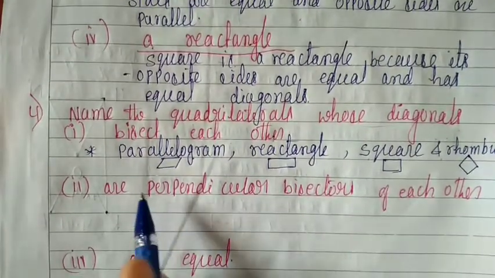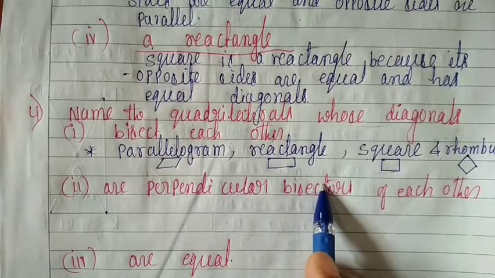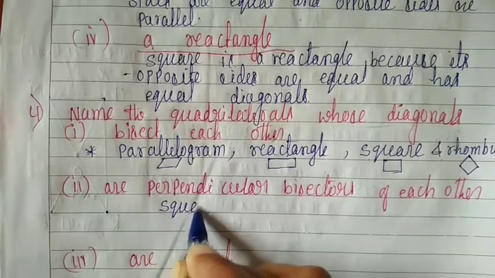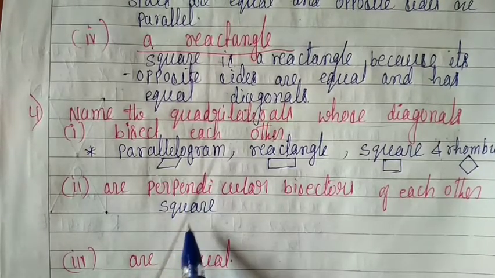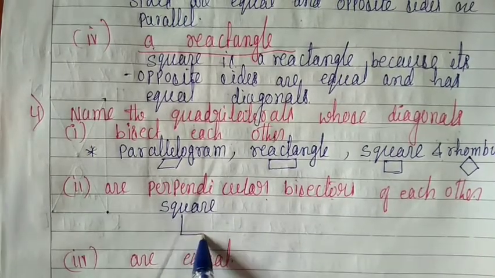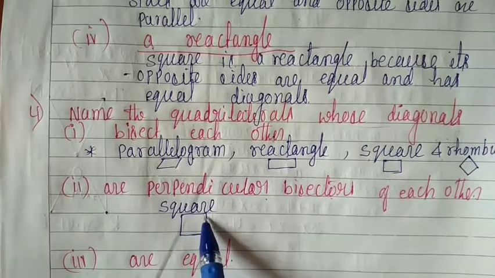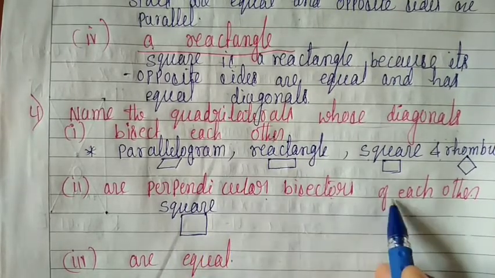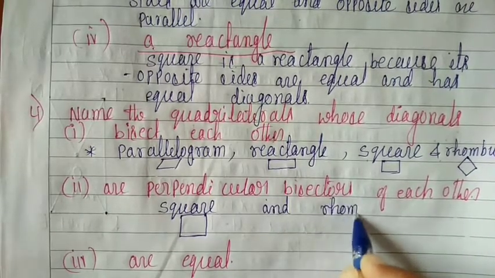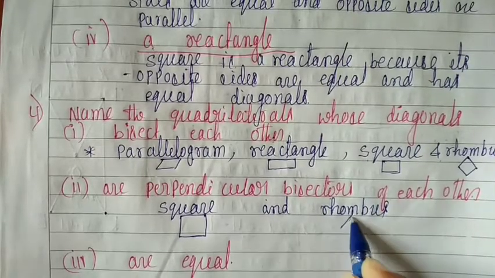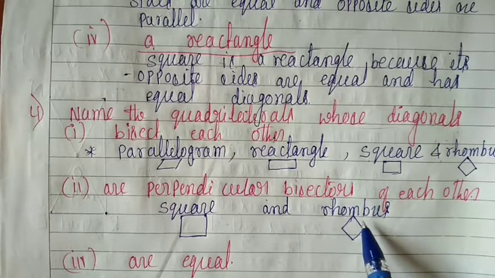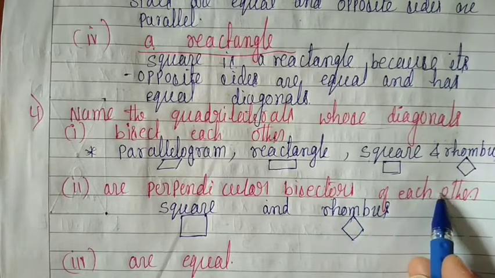The second one, perpendicular bisectors of each other. Perpendicular bisectors means first one, square. In squares the diagonals are perpendicular bisectors of each other. In squares, look at this. And rhombus. In a rhombus the diagonals are perpendicular bisectors of each other.